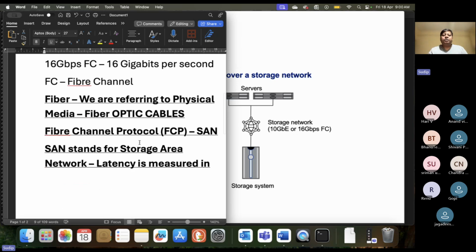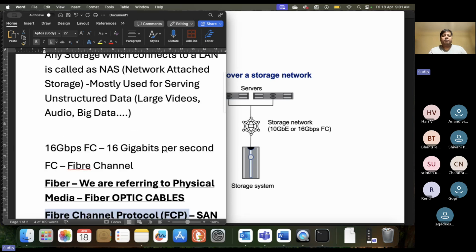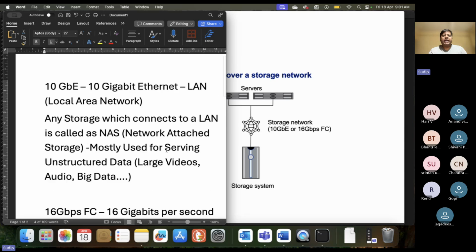One more thing you need to understand here is the protocol. The efficiency, high speed or low latency we are able to achieve in the data center is not just because of the laser light and the fiber optic cables. It's also because of the protocol that is being used there. In high speed SAN networks, the fiber channel protocol is used. But in LAN, what protocol is used? The same TCP/IP protocol.